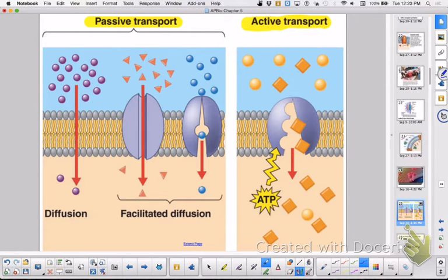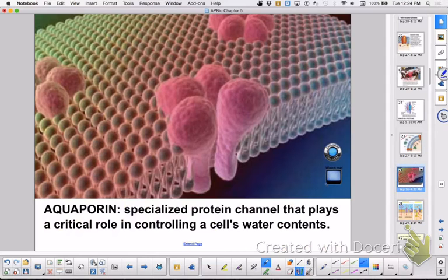Oftentimes, carrier proteins are pumps, but there are some carrier proteins that are not going to cost you as long as you're going with your gradient. If you go against the gradient, concentrating to one side of the membrane, that's going to cost you energy. That is called active transport. There's another kind of active transport as well, using the whole what? Membrane. Using the whole membrane. Then we looked at some examples. We looked at an aquaporin, which is a type of channel protein for moving what? Water, so it can move readily.